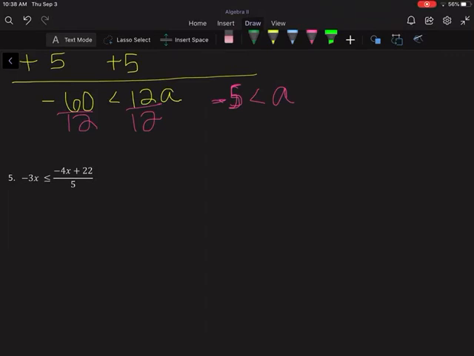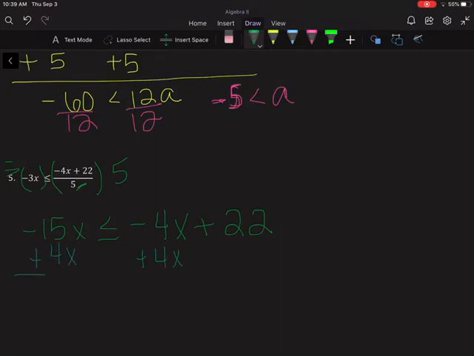I think this is second to last one. Okay, so I have x's in the top there, and I have an x on the left side. I want to get this 5 out of the denominator. So how do I do that? I multiply both sides by 5. So that's negative 15x is less than or equal to negative 4x plus 22.